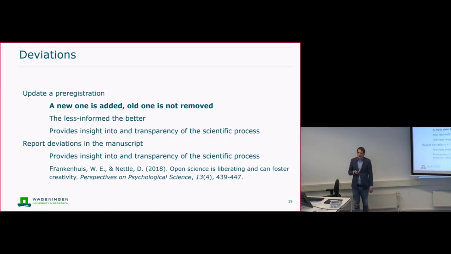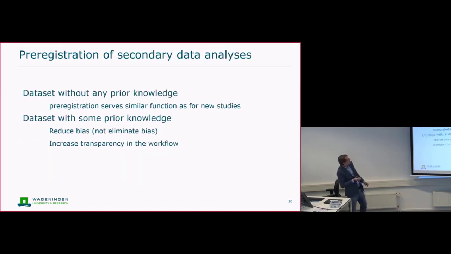Of course, the conclusions can become weaker. If you can predict everything really well, and you do not have to deviate in any way, you have more credibility in that you understand the world, and then you need to deviate to come back. Okay. Now, secondary data analysis.